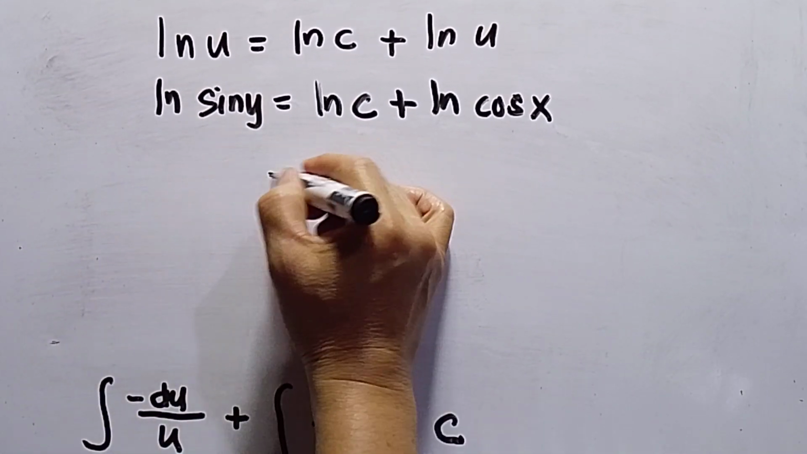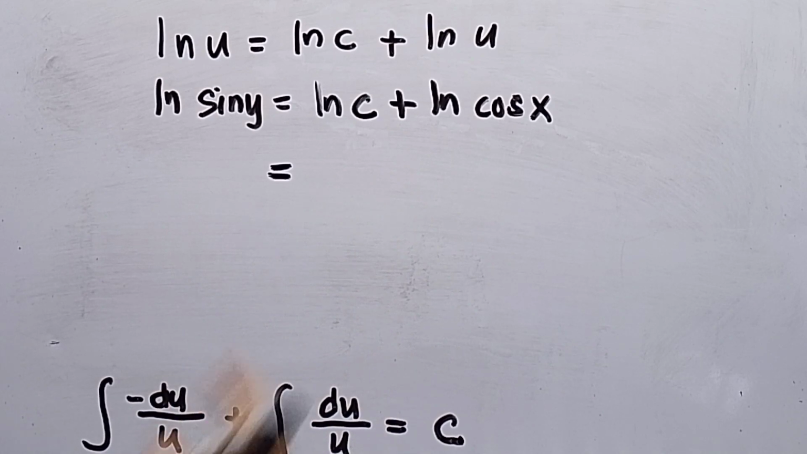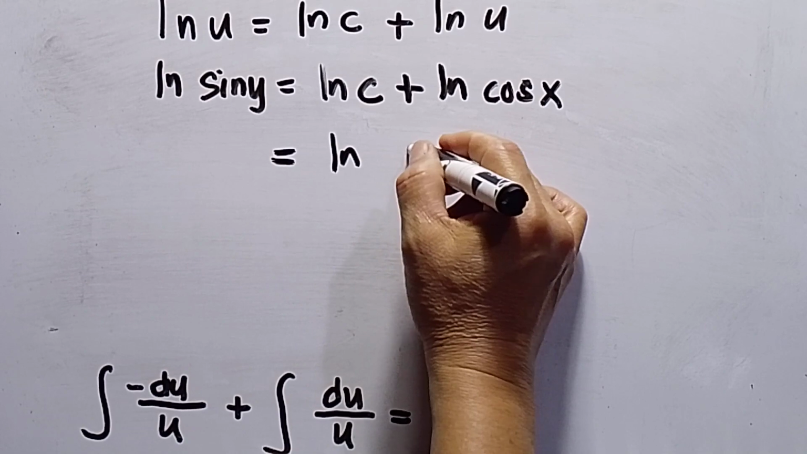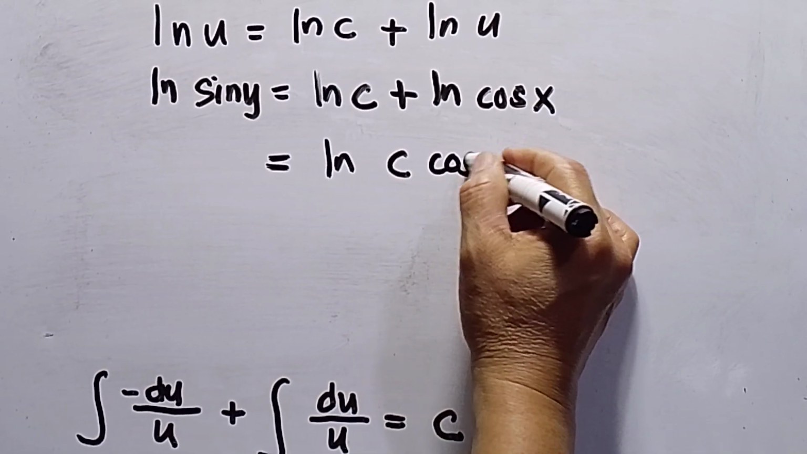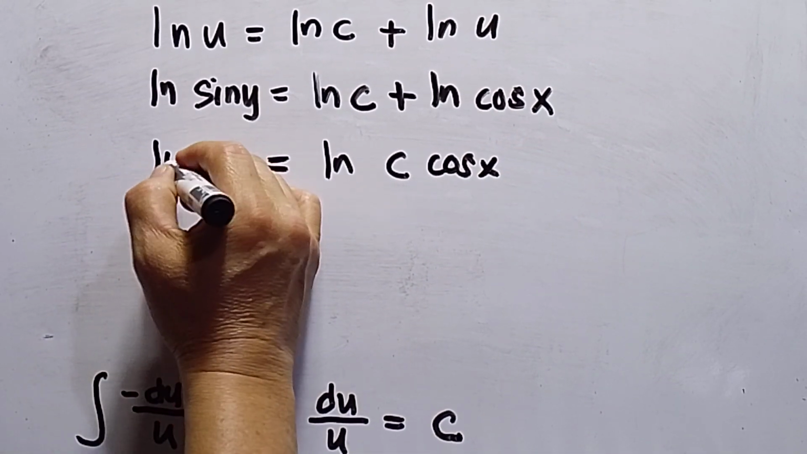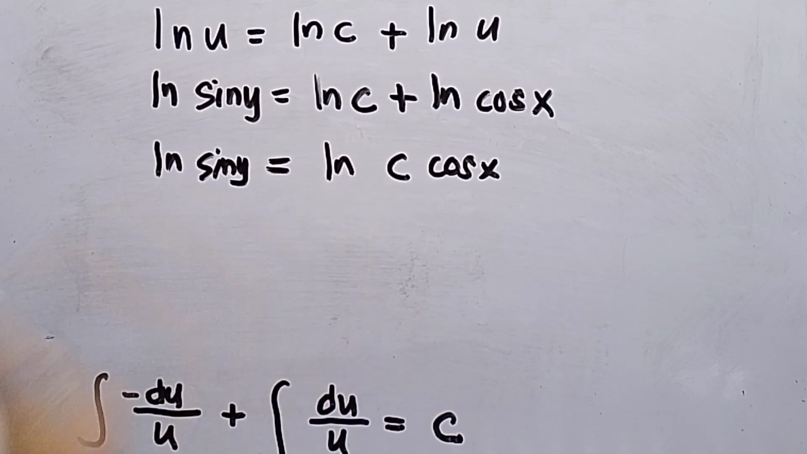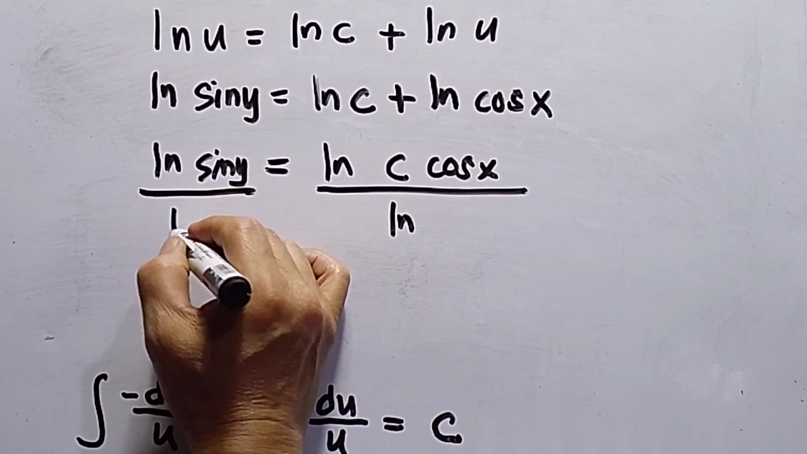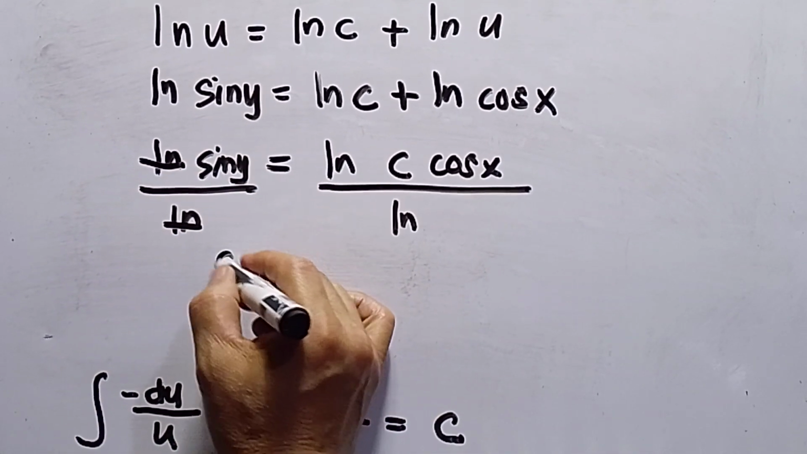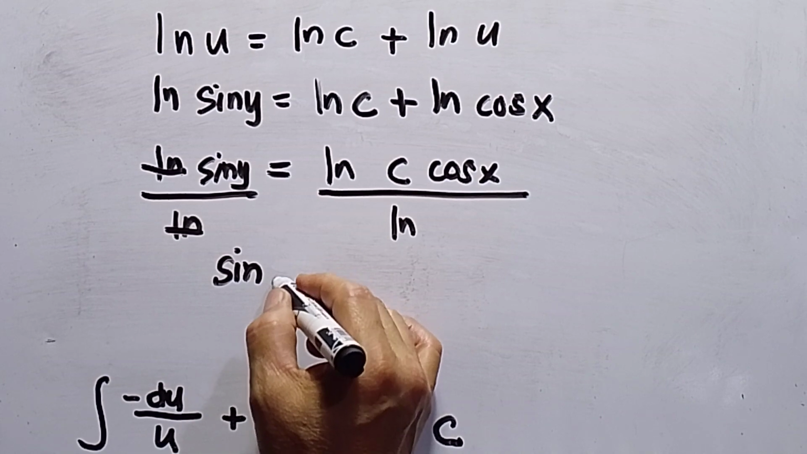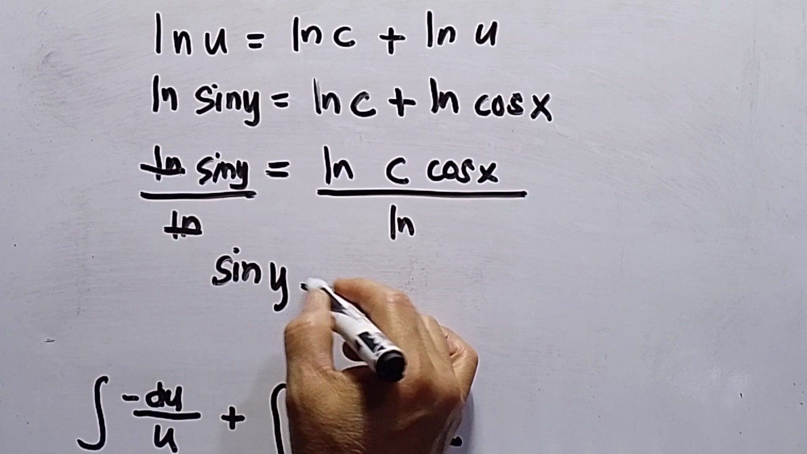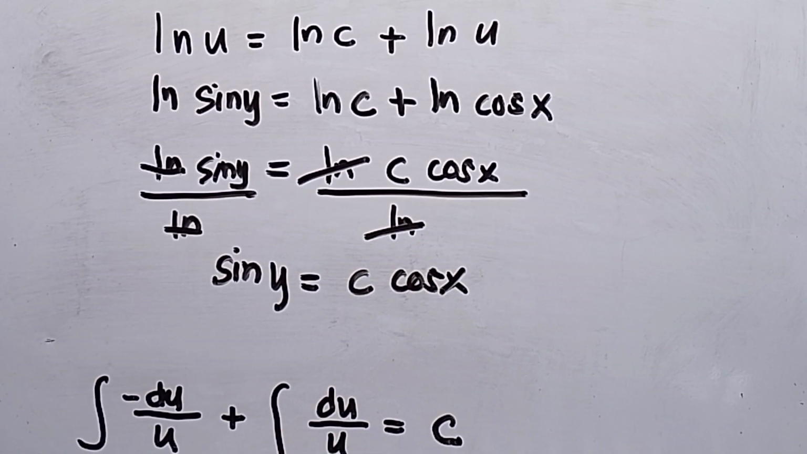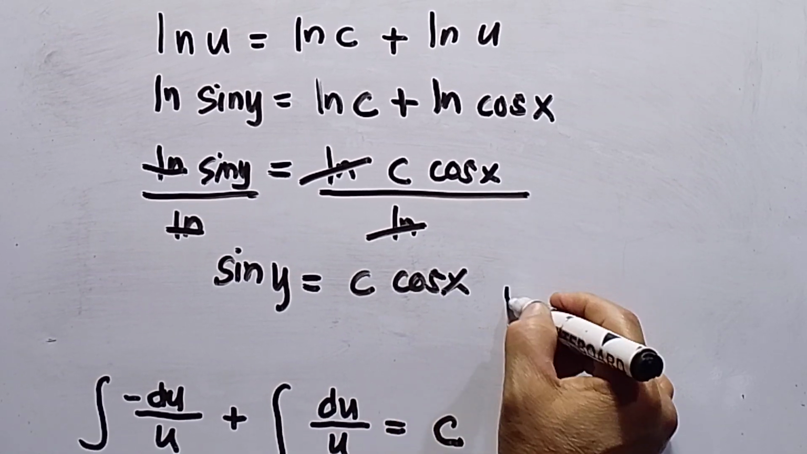So this will be a logarithmic function. We can combine this, so this will be ln c cosine x, right? And then this will be ln sine y. Then divide both sides by ln, cross out. So my final answer for number 2 is sine y is equal to c cosine x. So that's my answer for number 2. That's all.